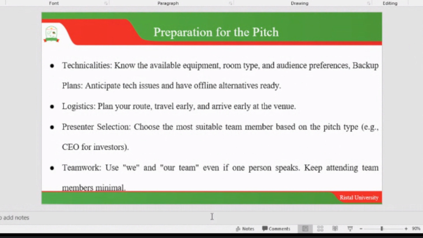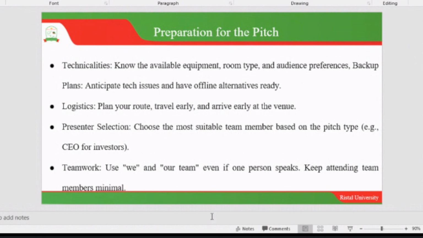Then logistics. You need to plan early for the route. If you're coming from far or up country and you have this idea, you're presenting it in the city, you need to plan the route. You travel early and arrive at the venue in time, so that you can prepare very well, but also show that seriousness.